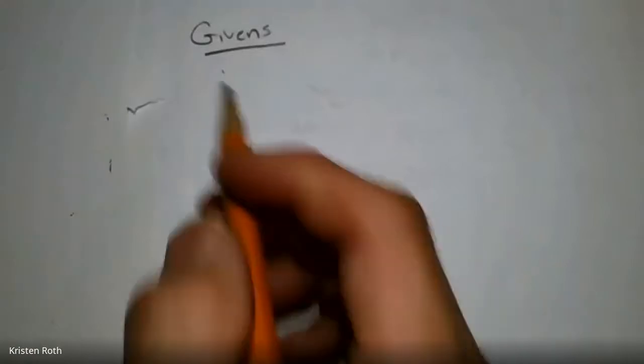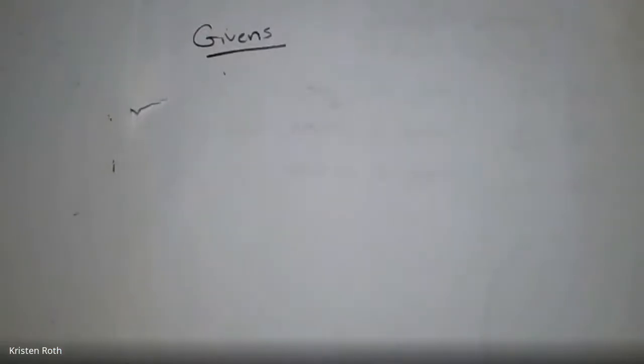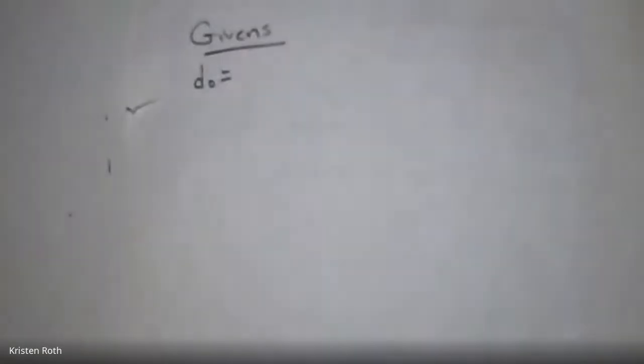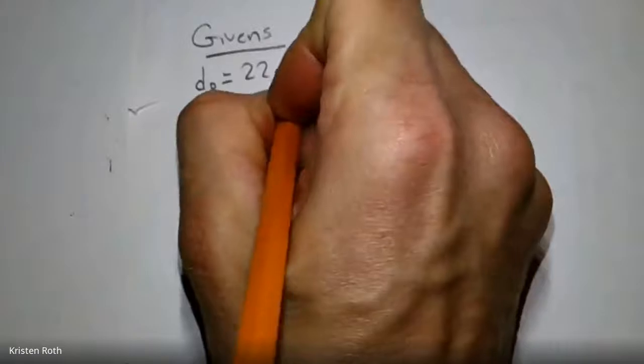Reading the question: a candle is placed 22 centimeters from a concave mirror. A virtual image is produced 53 centimeters from the mirror. What is the magnification? So what are our givens? A candle is placed 22 centimeters from a concave mirror, which means the candle, even though it's the light source, is also the object. So distance of object is 22 centimeters.